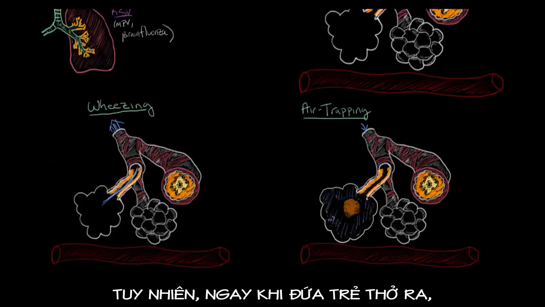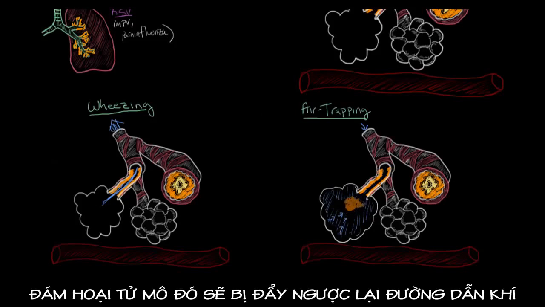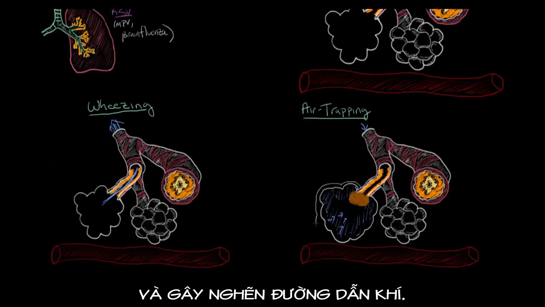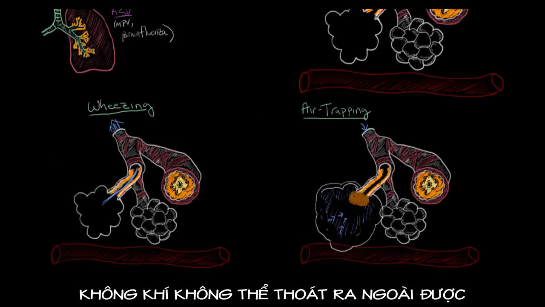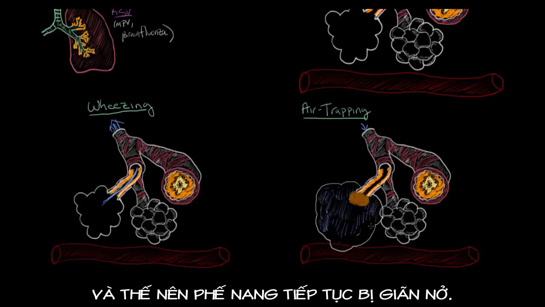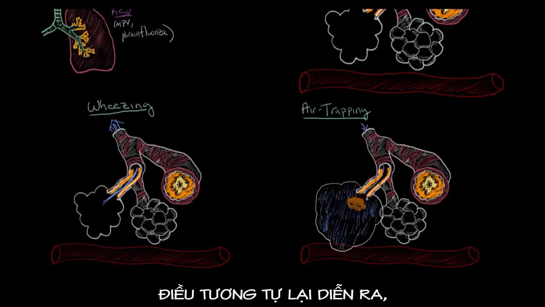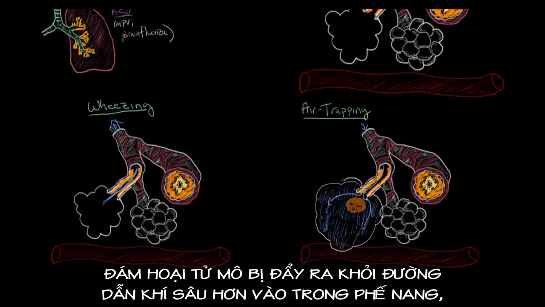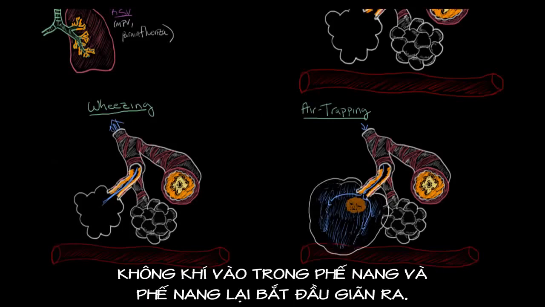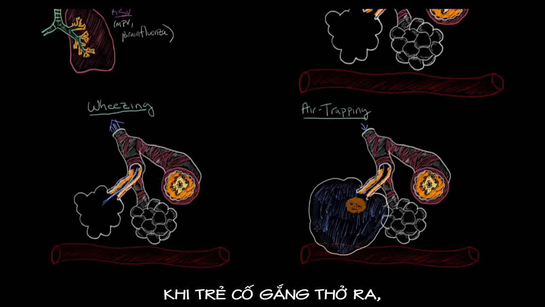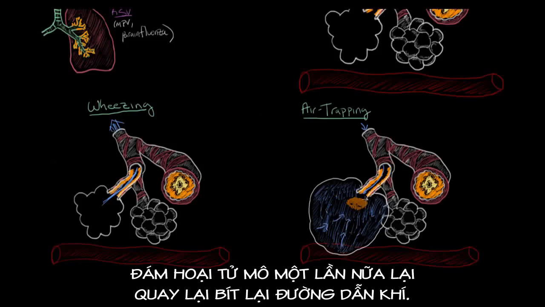However, as soon as the child tries to breathe out, that necrotic mass is pushed back up against the airway, and it blocks the airway, and the air isn't able to exit, and so the alveoli stays enlarged. Then the child takes another breath in, and the same thing happens. The necrotic mass is pushed deeper away from the airway into the alveoli, and air enters the alveoli, and the alveoli starts to expand. And then the child tries to breathe out, and once again the necrotic mass goes back and plugs that airway.